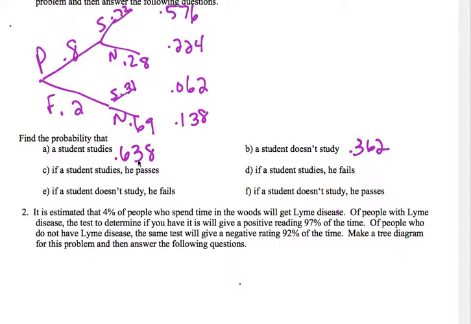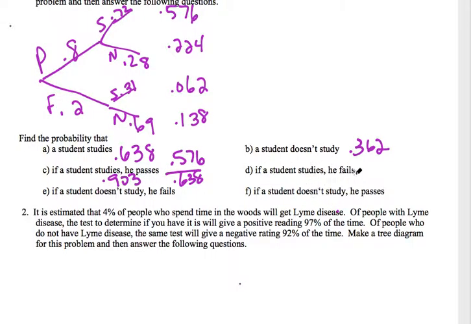So if a student studies, he passes. All right, so this is a conditional statement. So the student studying is 0.638 right here if a student studies. So then we want to look at the passing and studying. So passing and studying is 0.576 because the numerator is my intersection, and that ends up being 0.903.